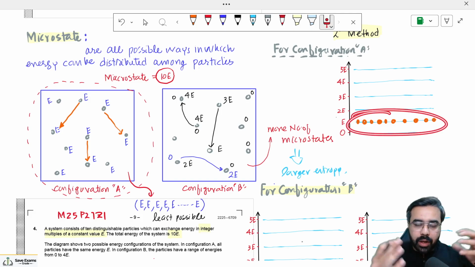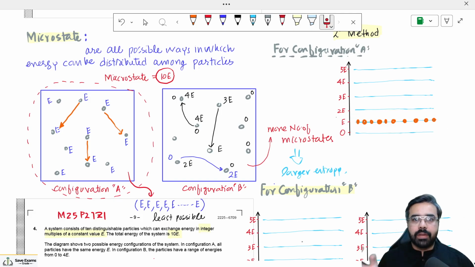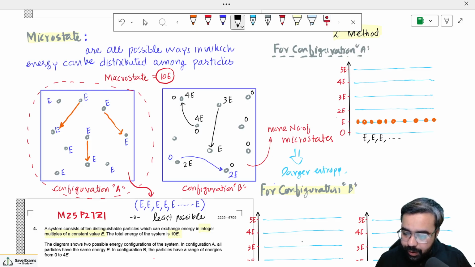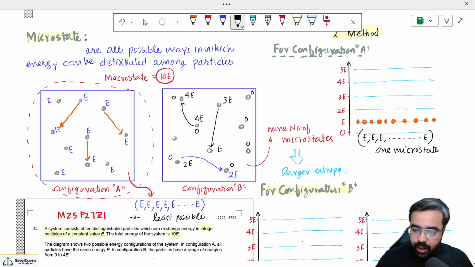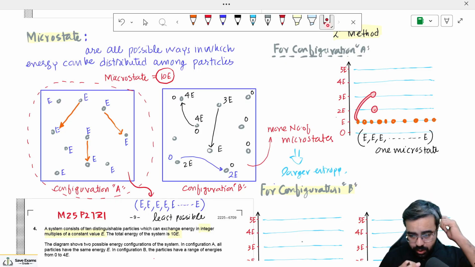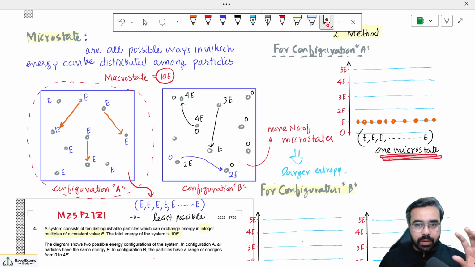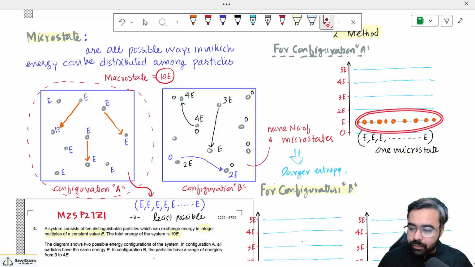So even if they collide and swap, they will have the same energy after collision. There is actually only one possible way that they have the same energy. That's why it has only one microstate. I mean to say, even if one particle hits another particle, it can never jump to 2e, it can never go to 3e, you understand? So that's why it has just one microstate. They cannot move out of this energy level.